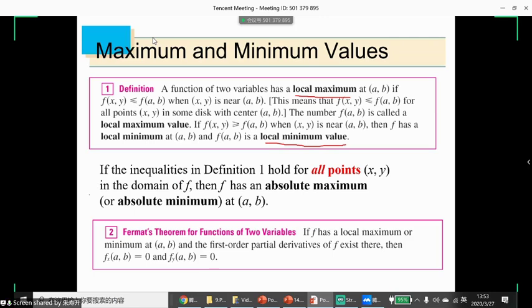If the inequality in definition 1 holds for all points (x, y), then it's called the absolute maximum. So when it holds for values near (a, b), we call it local. If it's for all (x, y), then we call it the absolute maximum. And in this case, if it's satisfied for all (x, y), then we call it the absolute minimum. So here is the difference between local and absolute. This one is for all points. This one is only for the points near (a, b). So here is the definition for the minimum and the maximum.